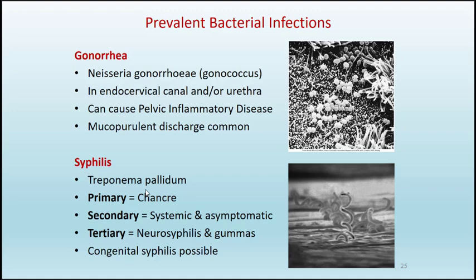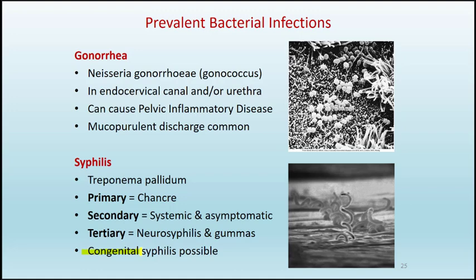Now, secondary, the ulcer disappears. So people will think, well, okay, I had this nodule, it's no longer there anymore, so I must be cured of this. But this is the stage when the bacteria becomes systemic, but it's still generally asymptomatic. Sometimes there can be a rash present on the hands and the feet, but otherwise asymptomatic. Tertiary is rare, but this is when it can travel to the brain. This is not common in Canada because of all the screening that is done.